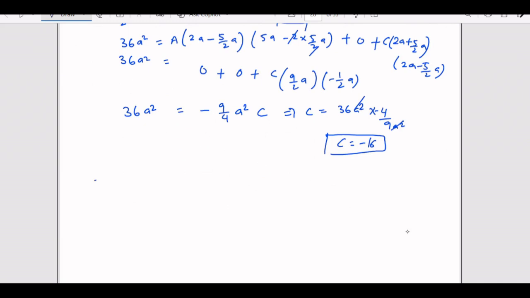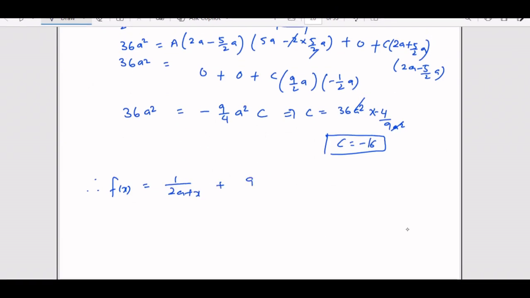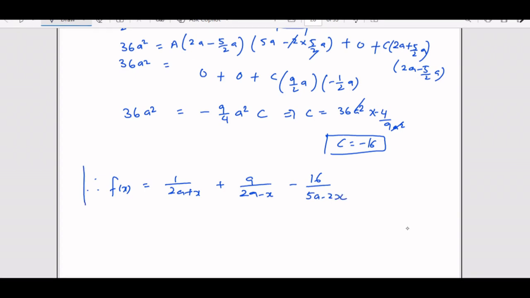Therefore our f(x) is going to be 1 over (2a plus x), and so on. Just put the values as we did in equation 1. If you do all the questions in the same format and follow the same steps, then you will understand everything and it will not give you any trouble.